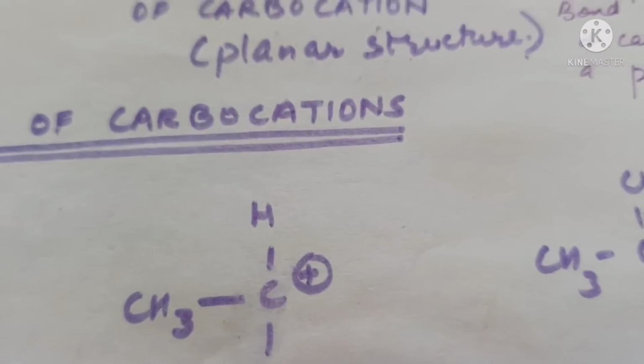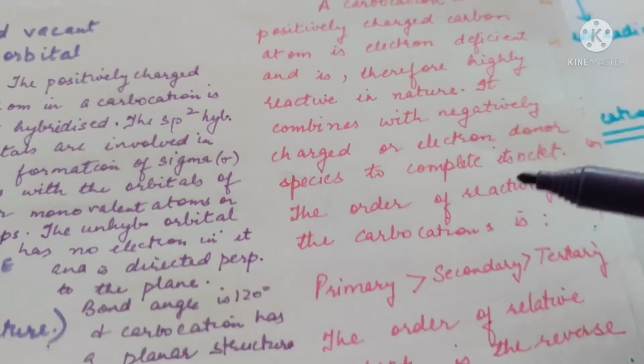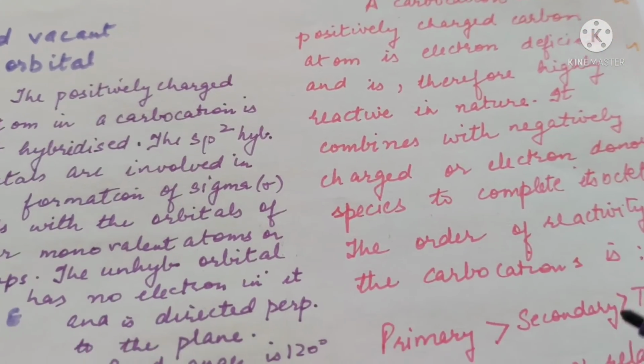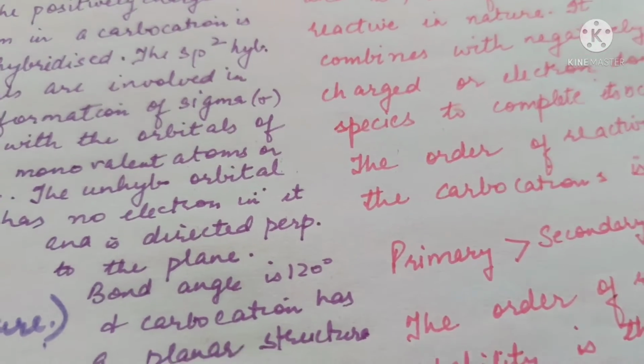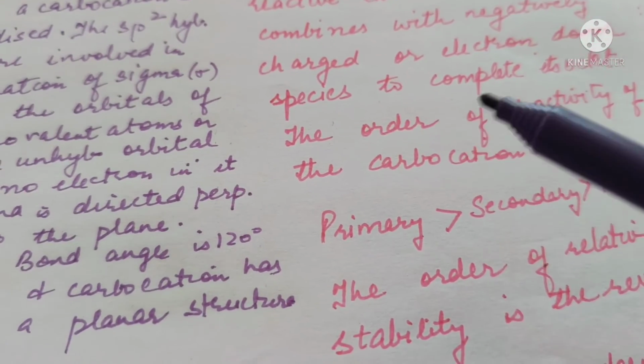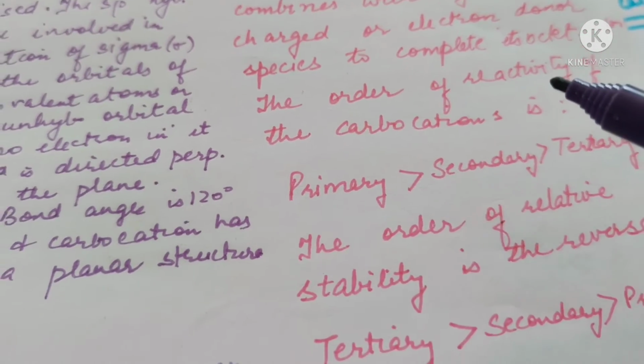The reactive nature of carbocations: a carbocation with a positively charged carbon atom is electron deficient and is therefore highly reactive in nature and will combine with a negatively charged or electron donor species to complete its octet.